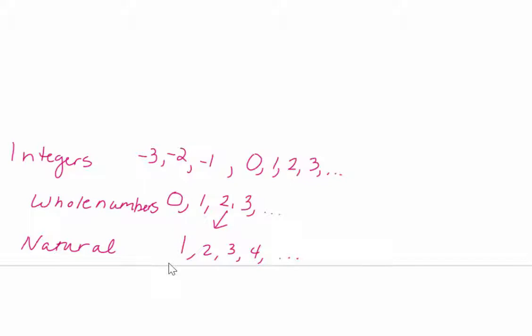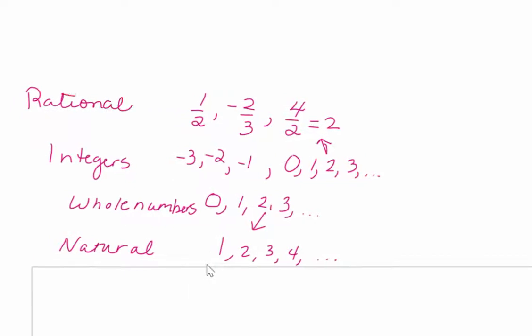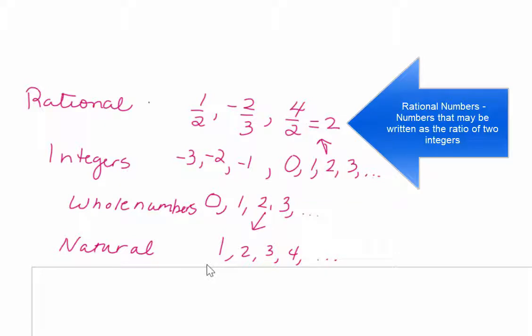So now you needed to talk about fractions. So you need to take all these numbers and add to them the fractions like 1/2 or -2/3, right? And then you remember that 4/2 is also 2, right? So this bigger set of numbers here, these are called the rational numbers. And these are numbers that can be written as a fraction or a ratio of two integers, right?